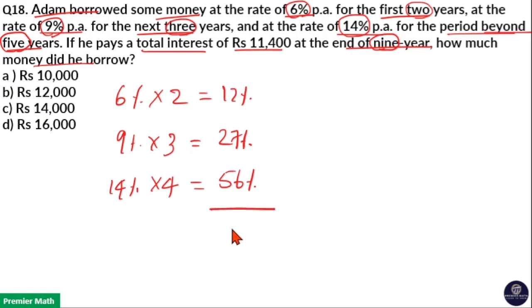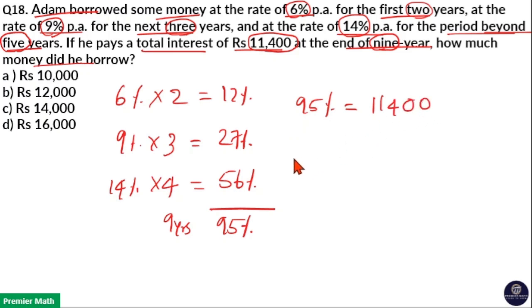So for the total of 9 years, he paid total interest 12 plus 27 plus 56. 5 plus 2, 7. 7 plus 1, 8. 7 plus 6, 13. 13 plus 2, 15. So 80 plus 15 is 95%. So for 9 years, he paid 95%. And this 95% is equal to 11,400 because he paid total interest of 11,400. So this 95% is the total interest, which is equal to 11,400.